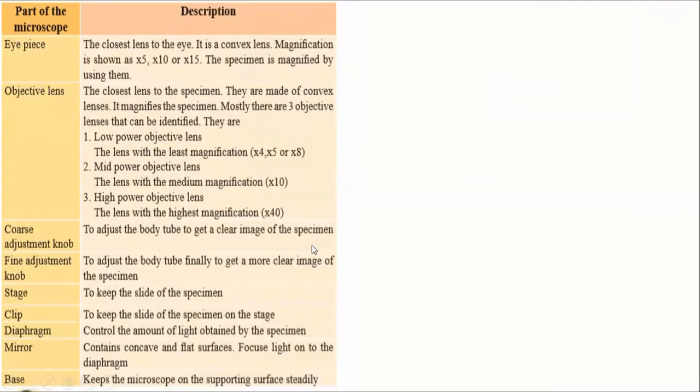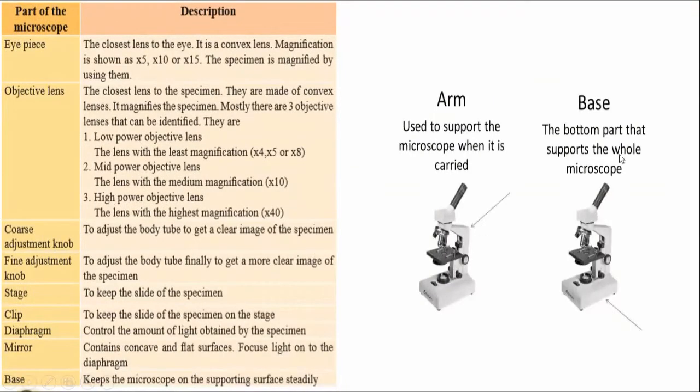The next one is the base and the arm. All right, so the base keeps the microscope on the supporting surface steadily. All right, so that is obvious. The bottom part that supports the whole microscope. And the arm, here, this is the arm, it has been marked. It is used to support the microscope when it is carried. All right, so let's move on.